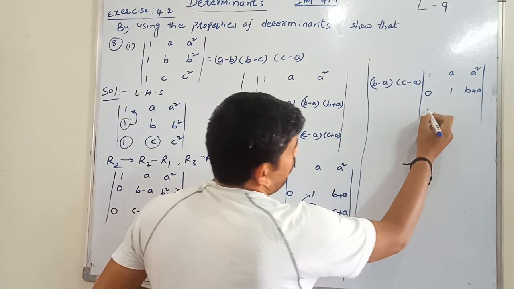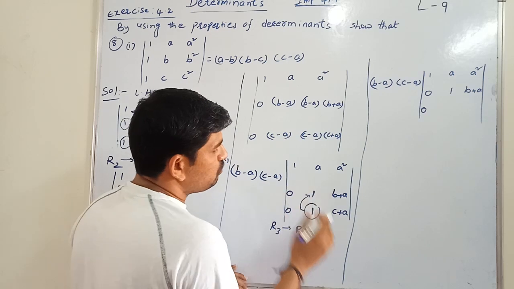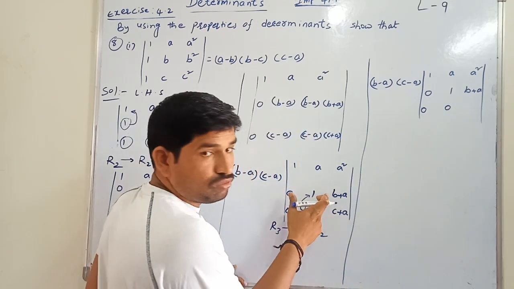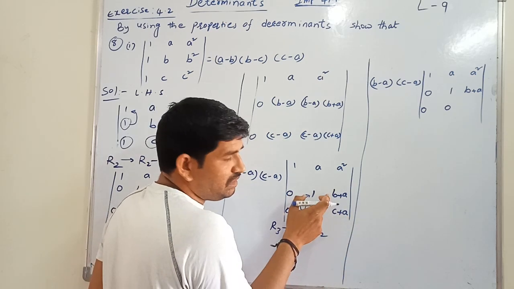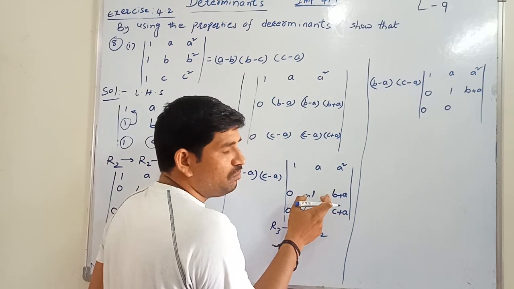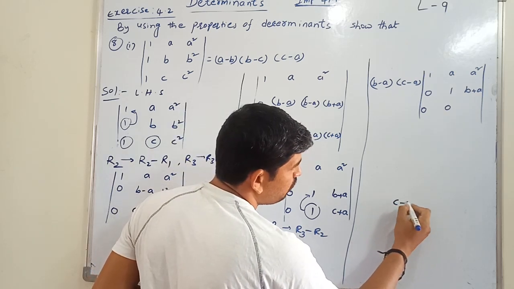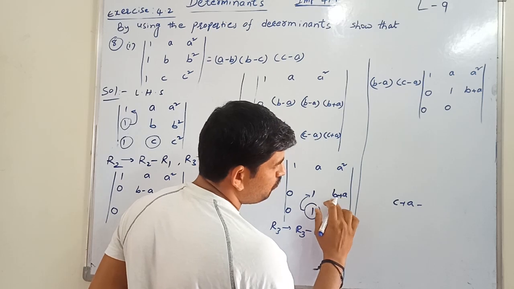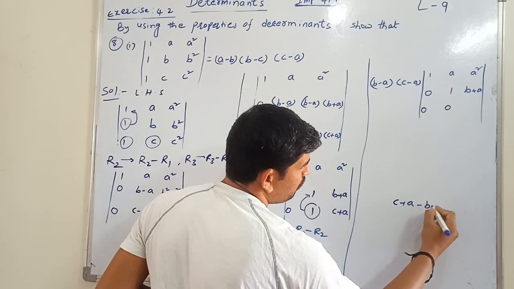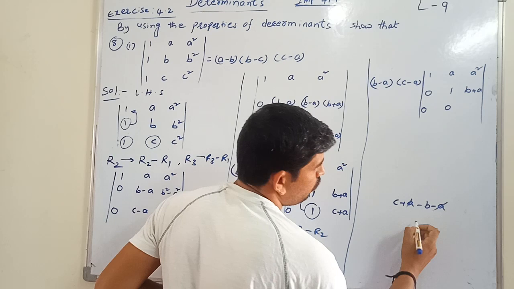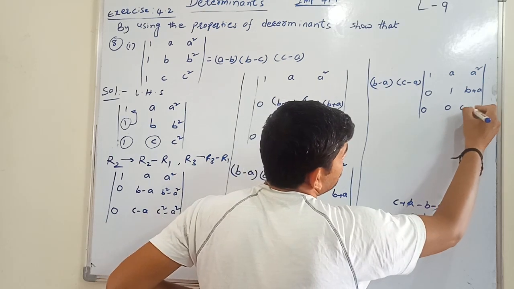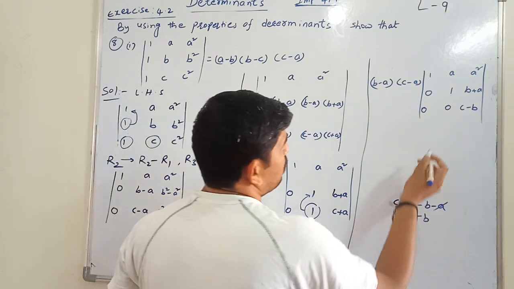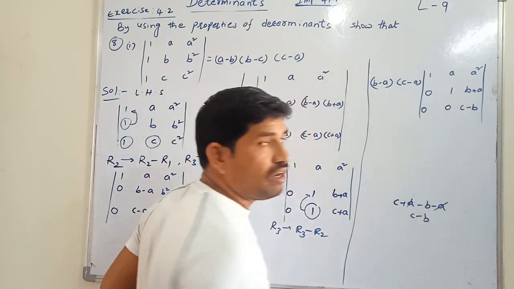0 minus 0 is 0. 1 minus 1 is what? Again 0. Again C plus A minus this one, C plus A minus B minus A. Means I am writing here C plus A, this is R3, minus R2, which is nothing but B plus A multiplied with minus. Minus B minus A, A gets cancelled. What is left here? C minus B is left. Okay, C minus B is left now. After that, 1, 2, 3 places we got 0 here.